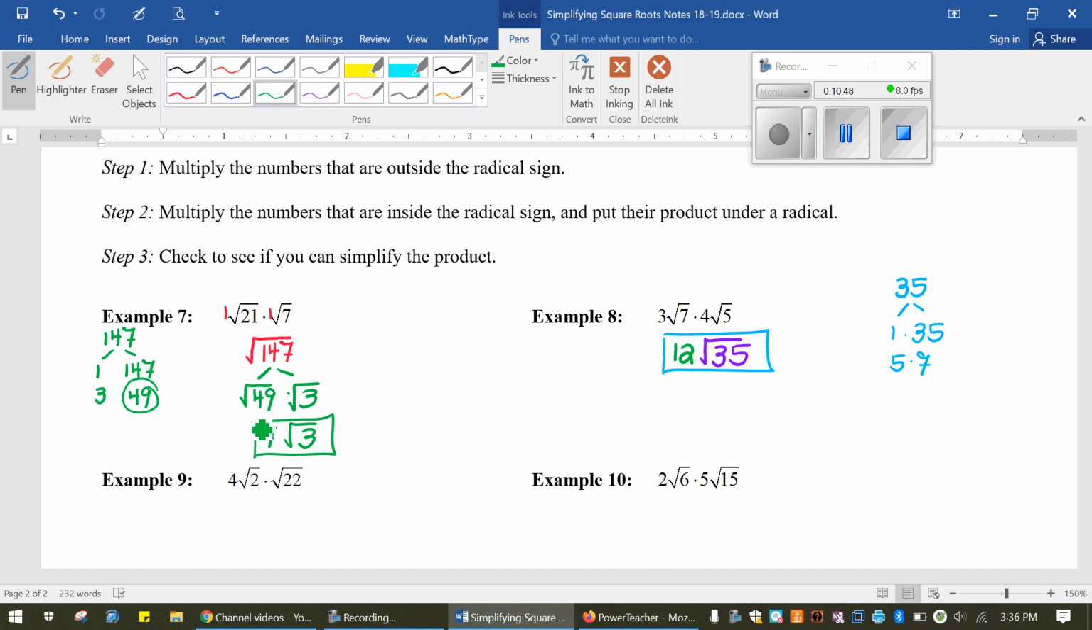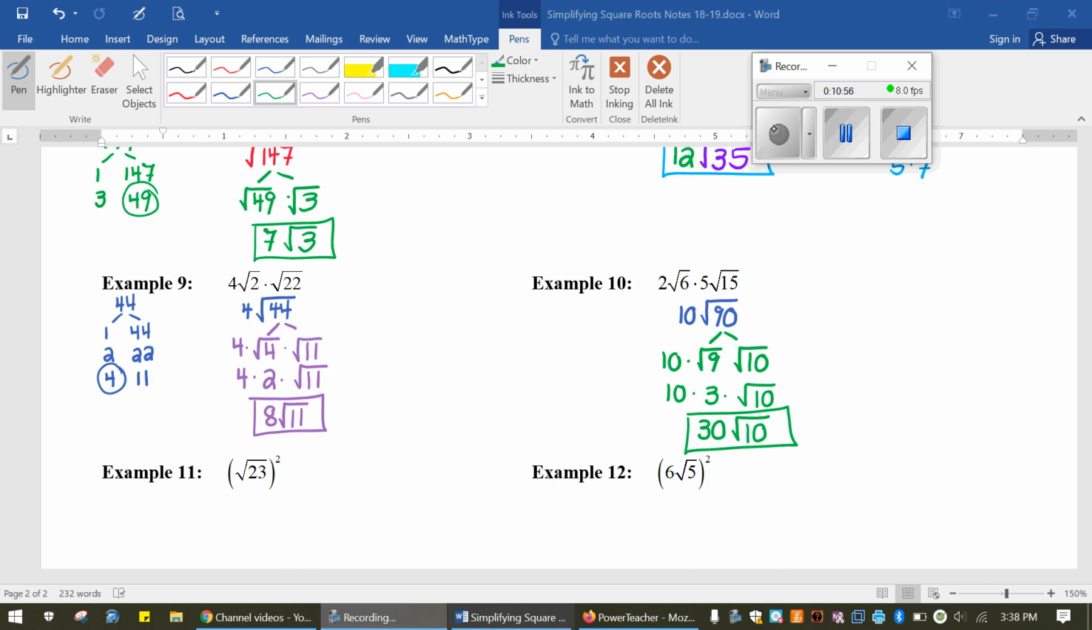Okay, I'm going to pause the video right now, and I'm going to have you try numbers 9 and 10. You need to pause the video as well and give these a shot. Okay, let's see how you did.